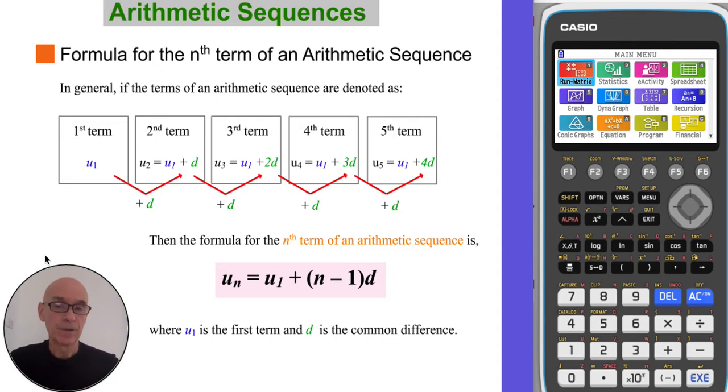The formula for the nth term of an arithmetic sequence, as given in your formula booklet and quoted here, is un is equal to u1 plus n minus 1 lots of d, where u1 is the first term and d is the common difference. The diagram shown here is to help illustrate this formula.